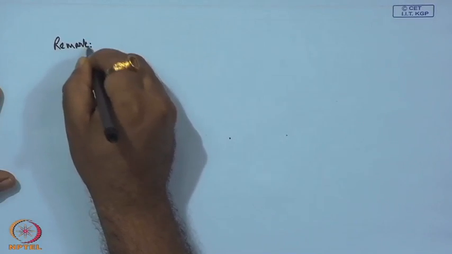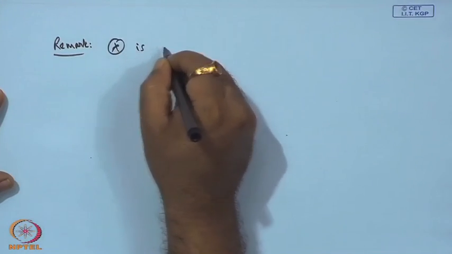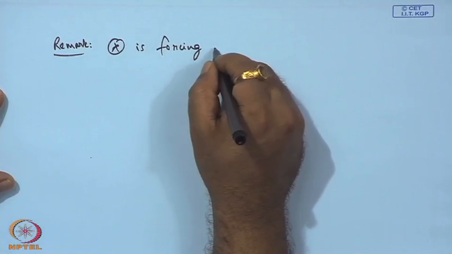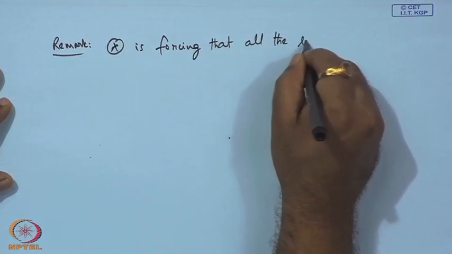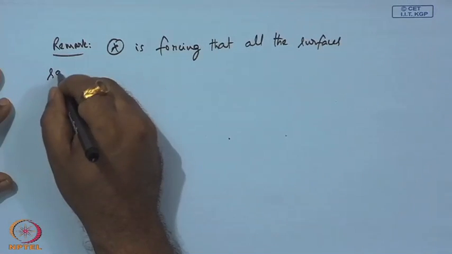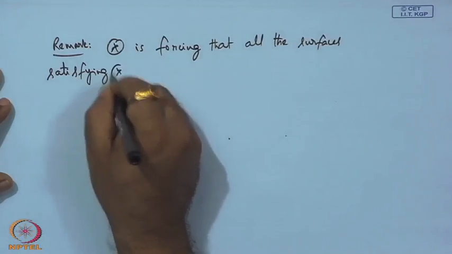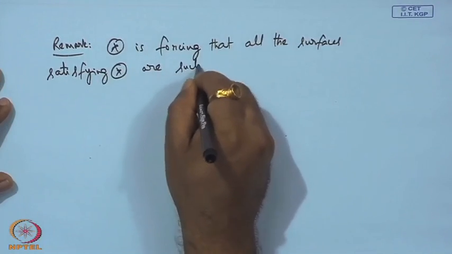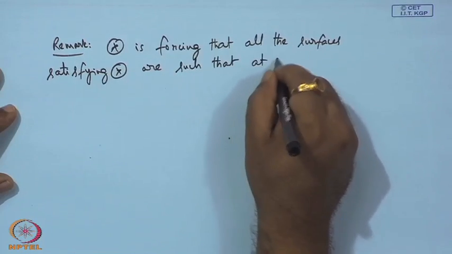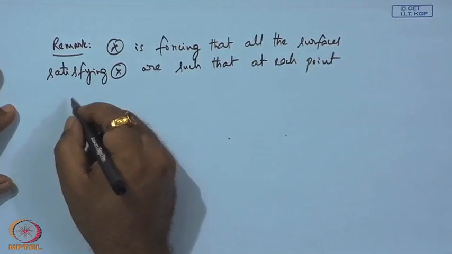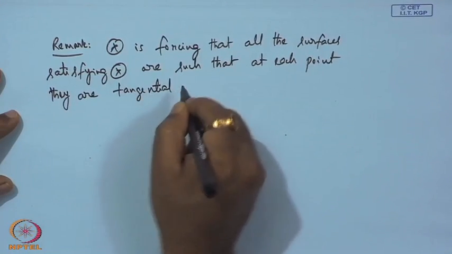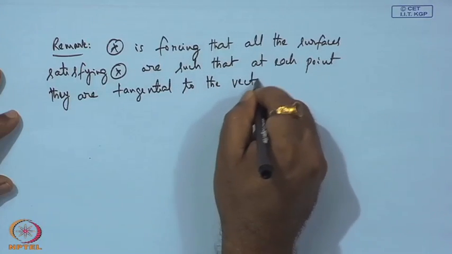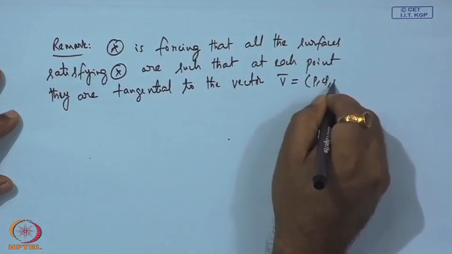So, the remark is: star is forcing that all the surfaces satisfying star are such that at each point they are tangential to the vector. Okay.